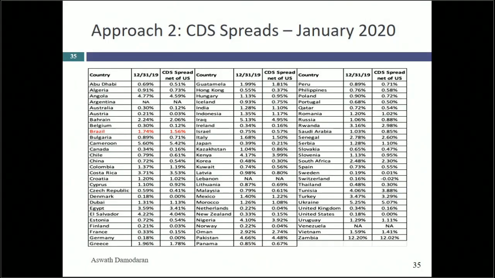If I go to the sovereign CDS market, I told you that you can buy insurance. This is what the rates look like at the end of 2019, start of 2020. So there's Brazil, 1.74%. You're saying, what does that mean? To buy insurance against default risk in Brazil, I have to pay 1.74% a year. That's a default spread. But here's one problem with the sovereign CDS market.